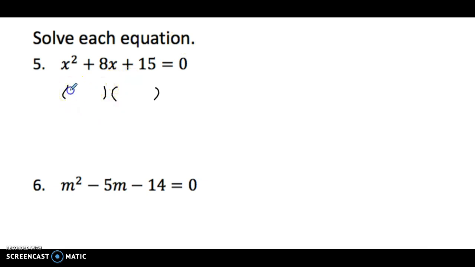Okay, so hopefully you thought about it, and you got x plus 3 and x plus 5, equals 0. So now you set each binomial equal to 0, and you solve, so you have x equals negative 3, and then also you can separate with a comma, negative 5. Okay, but here, let's keep the same practice. So you have x equals negative 3 or negative 5.